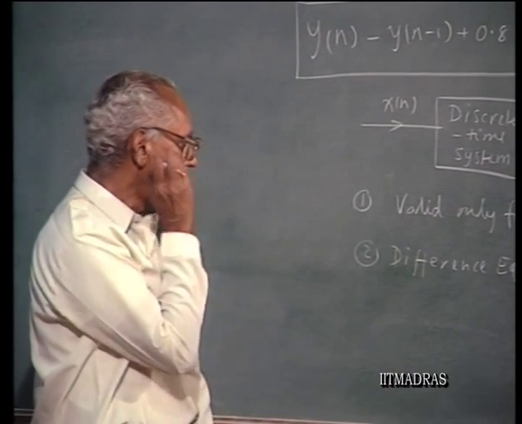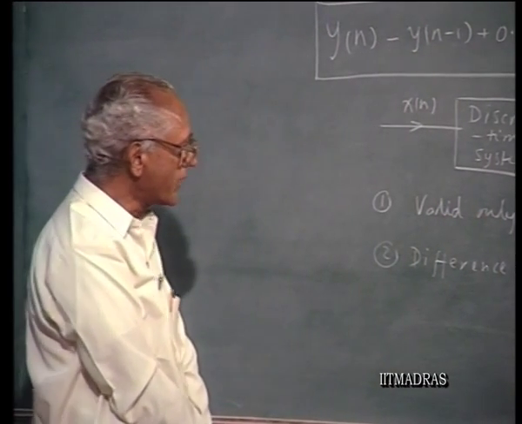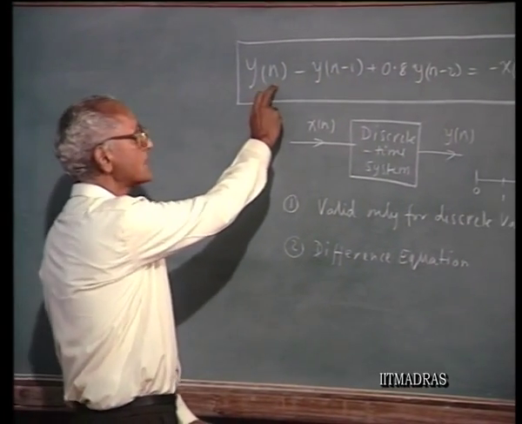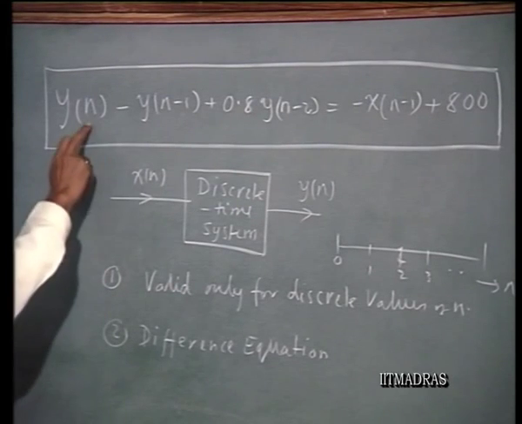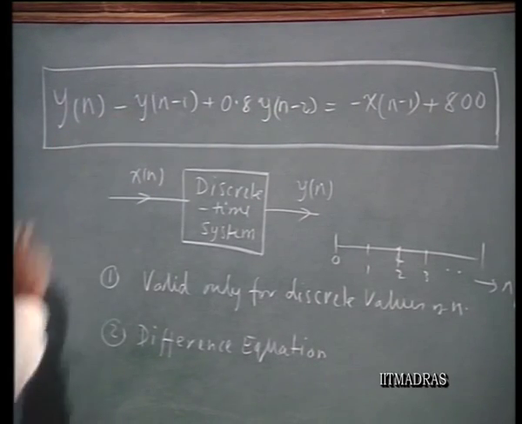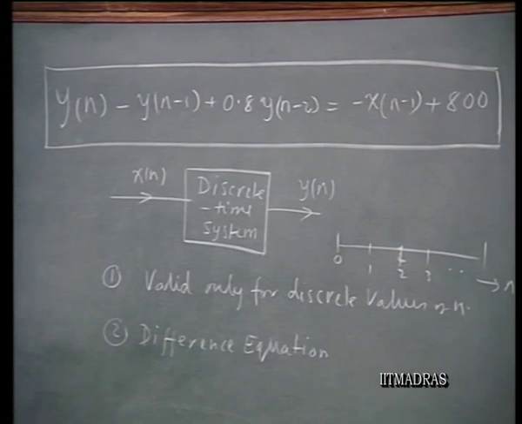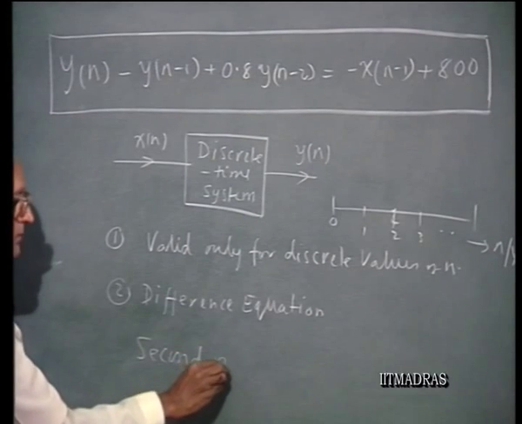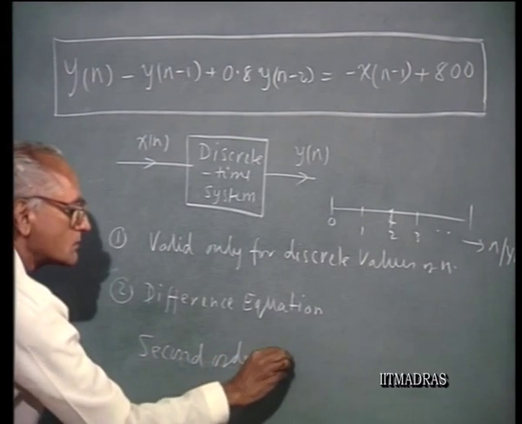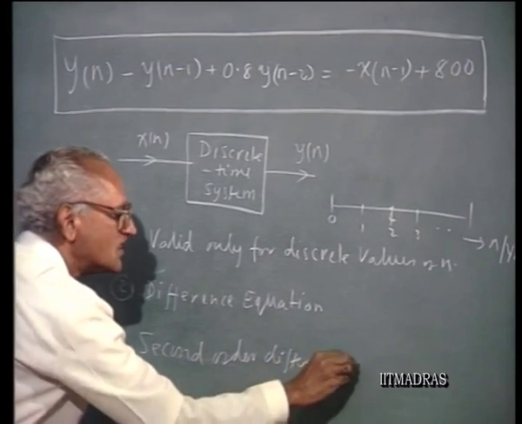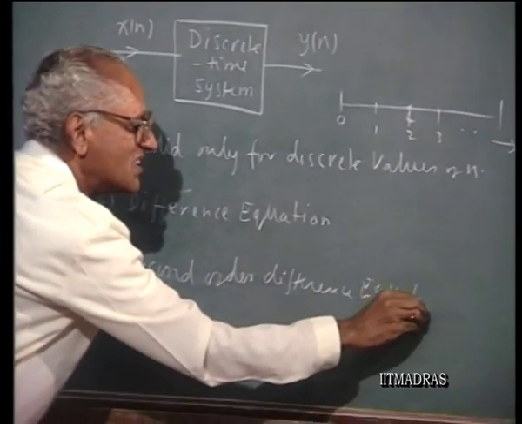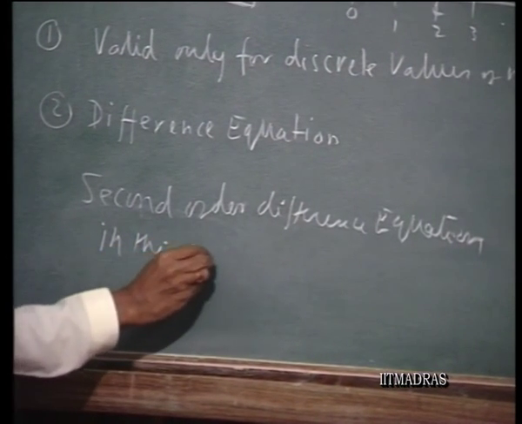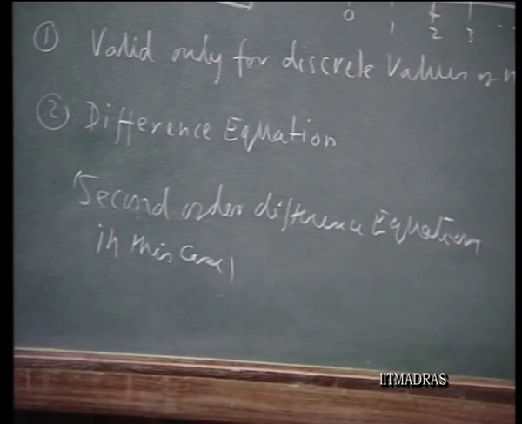Secondly, what we would like to know is the order of this difference equation. It is the difference between the highest index and the lowest index. So, n and n minus 2, this is the dependent variable, the difference between these two is 2. So, in our case this is the second order difference equation. In this case, it could be higher orders in a general case.